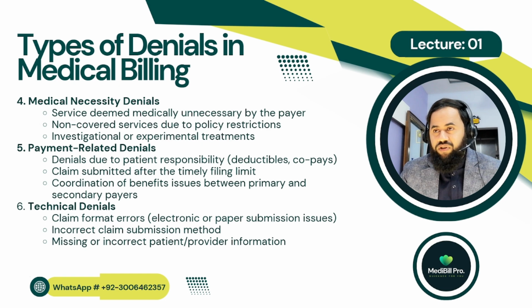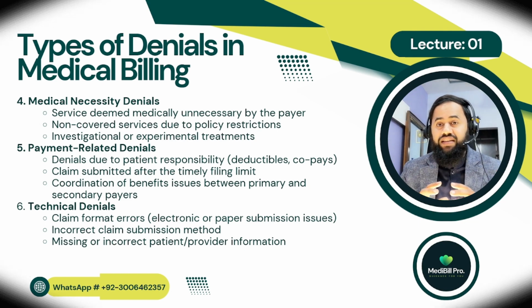Next is incorrect claim submission methods. The submission method that we use, or that the medical billing companies use, is not accepted by the payer. So due to this reason, the claim can be rejected or denied as well. Missing or incorrect patient provided information. Whenever we submit the claim to an insurance company, the patient's information and the provider's information are already included in that claim. So when there is a mistake or incorrect information regarding the patient or the provider, like the NPI, the tax ID, or the provider's address is incorrect, then the insurance company is not going to process that claim. Basically they are going to deny that claim.